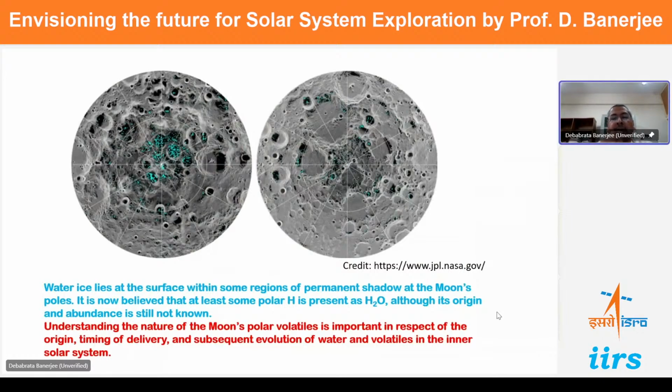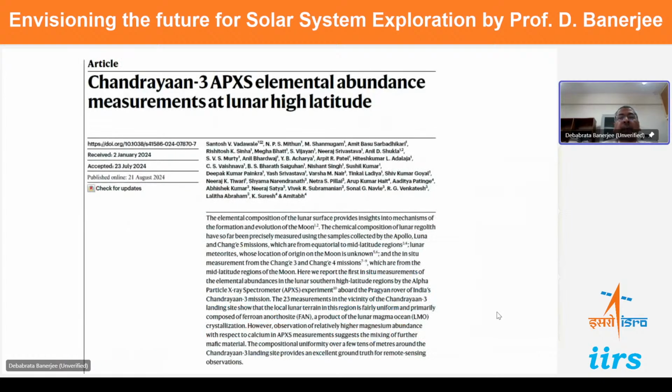Its distribution in the permanently shadowed regions is yet to be explored and will be carried out in future missions. And understanding the nature of the moon's polar volatiles is very, very important in respect of the origin, timing of delivery, and subsequent evolution of water and volatiles in the inner solar system. Now, this is some work which was done based on the APXS of ISRO, Chandrayaan-3, by scientists from various institutes of ISRO, including PRL. The PI is Santosh Vadawale, who wrote a paper recently in Nature, which looked at the elemental abundances at the landing site.